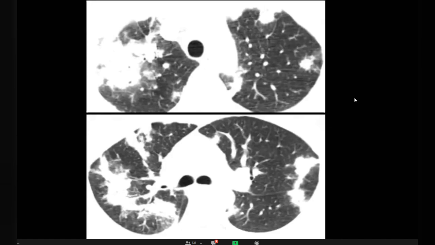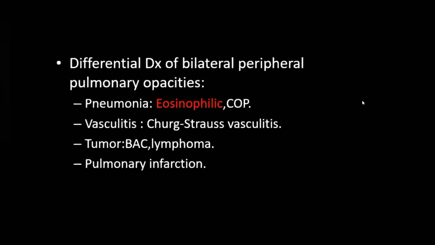So how do we confirm the diagnosis? We can look for a raised eosinophil count in the blood CP, and you may need to do a biopsy as well. Yes, a biopsy can also be done. Excellent. So this is the differential diagnosis when you have bilateral peripheral pulmonary opacities.